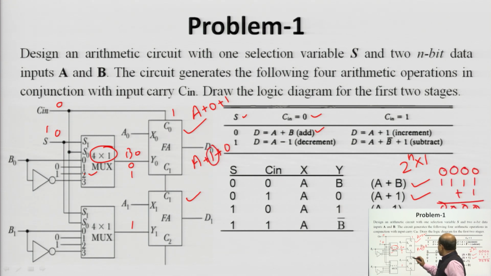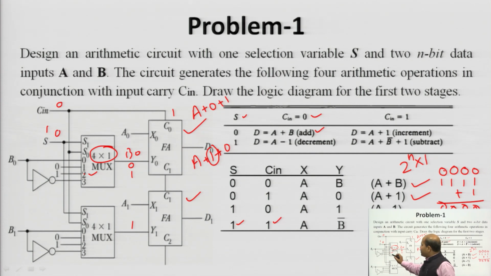So, when we are taking a combination of S equals to 1, C in equals to 0, we are selecting the pin number 2 and here the 1 bit will be passed through this multiplexer, and you are selecting this value. So, that means we are performing A plus all ones, which is nothing but subtraction operation of 1. So, this will be represented as A minus 1, and when you are taking combination of S equals to 1 and C equals to 1.